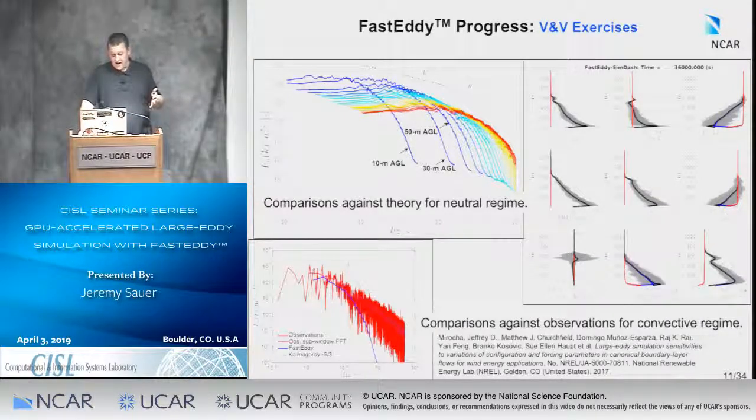For the convective case, we've identified some work that was done in a fairly homogeneous expanse near Texas Tech in Lubbock, Texas, where there was a nice tall tower, and we can compare directly against observations for those cases.